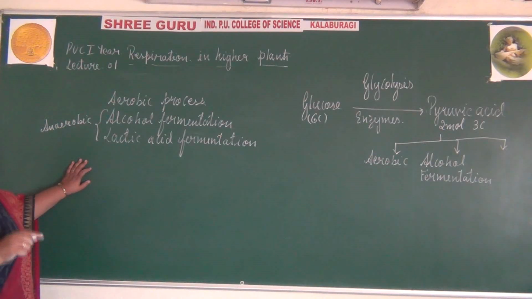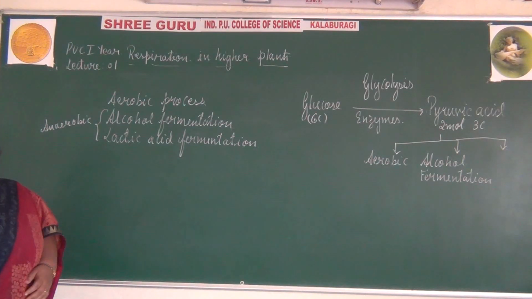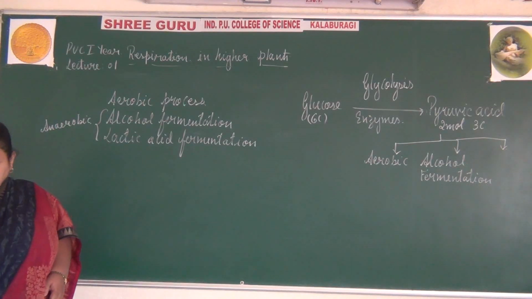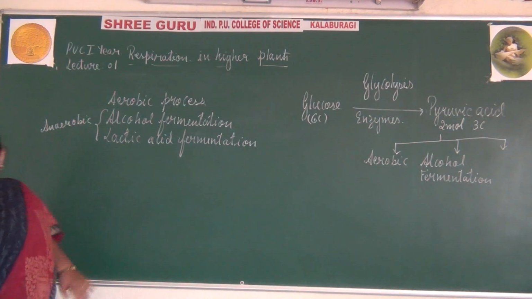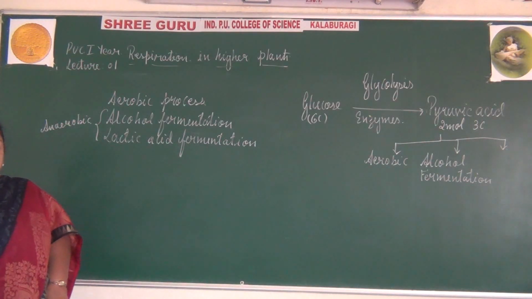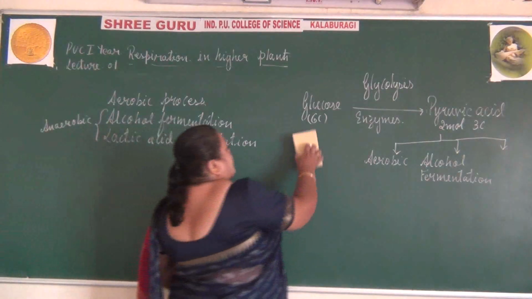In the aerobic process, when pyruvic acid gets oxidized with the release of energy, that process is called oxidative phosphorylation. In anaerobes, there are 2 processes. One is alcohol fermentation and the other is lactic acid fermentation. So there is a schematic representation to show the major pathways involved in anaerobic respiration. So we will go with the schematic representation of anaerobic respiration or the process of fermentation.